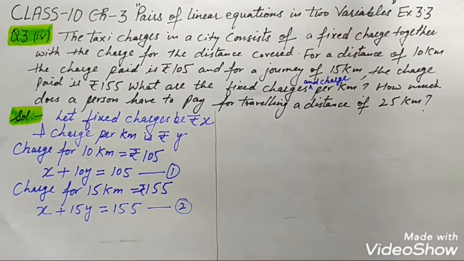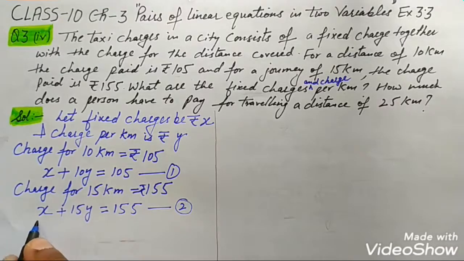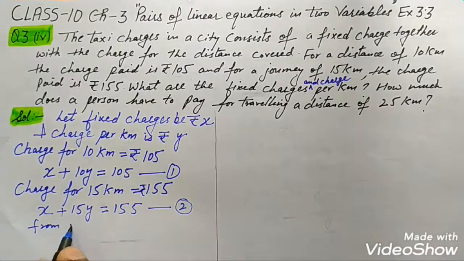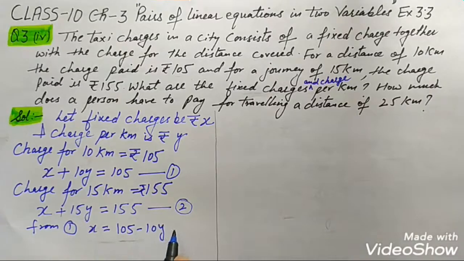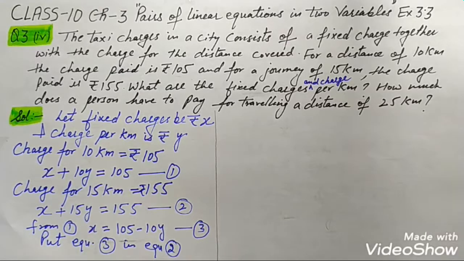Now we'll solve these two equations with the substitution method. So from equation 1 we will take out the value of X. From equation 1, X is equal to 105 minus 10y. This is equation number 3. Now we'll put equation 3 in equation 2.